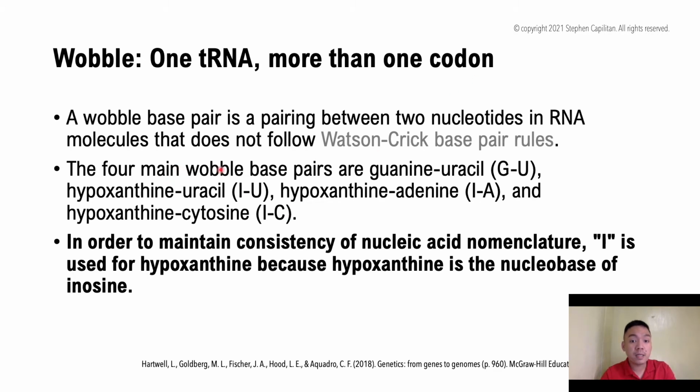Again, these are the four main Wobble base pairs: guanine-uracil, hypoxanthine or inosine and uracil, inosine and adenine, and inosine and cytosine. So this is using inosine instead of hypoxanthine. That is to maintain the consistency of your nucleic acid nomenclature.